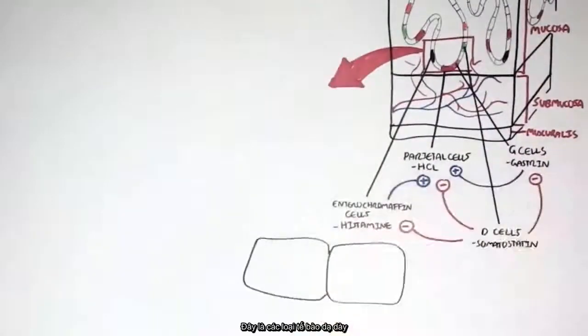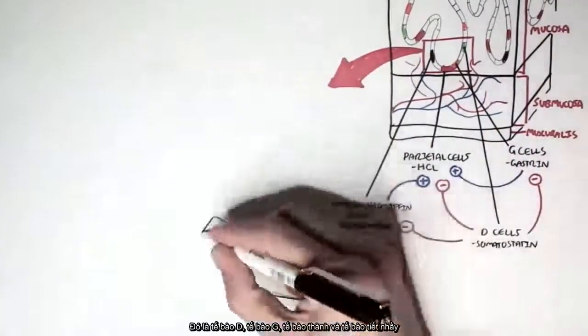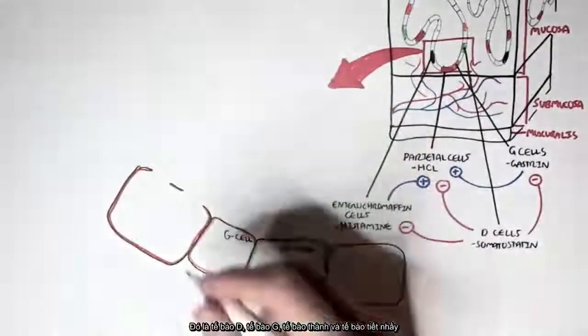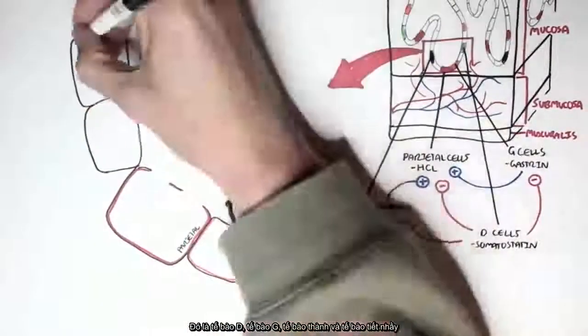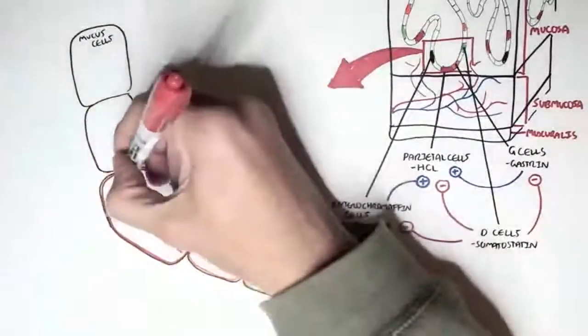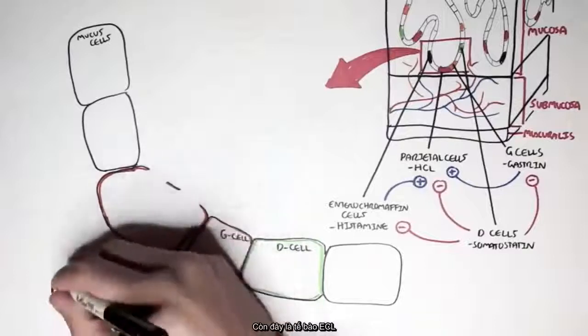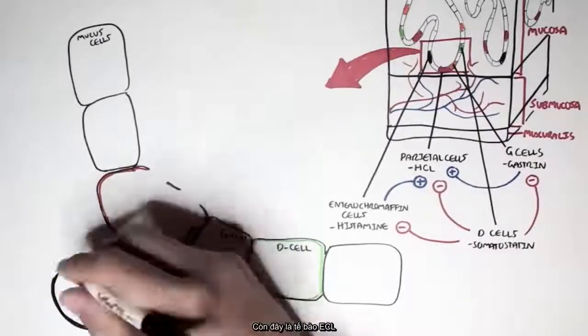So here we have some stomach cells. We have the D cells, the G cells, and here we have the parietal cells. The parietal cells secrete hydrochloric acid, remember. And then we have the mucus cells. Here we have the enterochromaffin cell, abbreviated ECL.